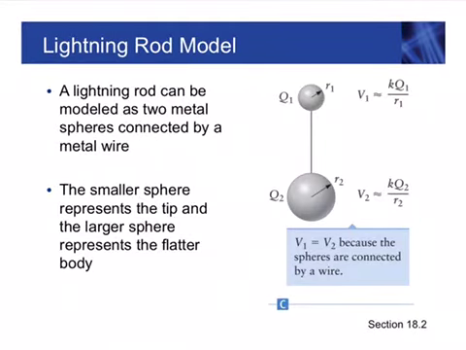Lightning rod model. A lightning rod can be modeled as two metal spheres connected by a metal wire. And so this is our sharp edge and this is our flat edge. Well, it's an approximation, so why not? I'm going to do it this way. It works.